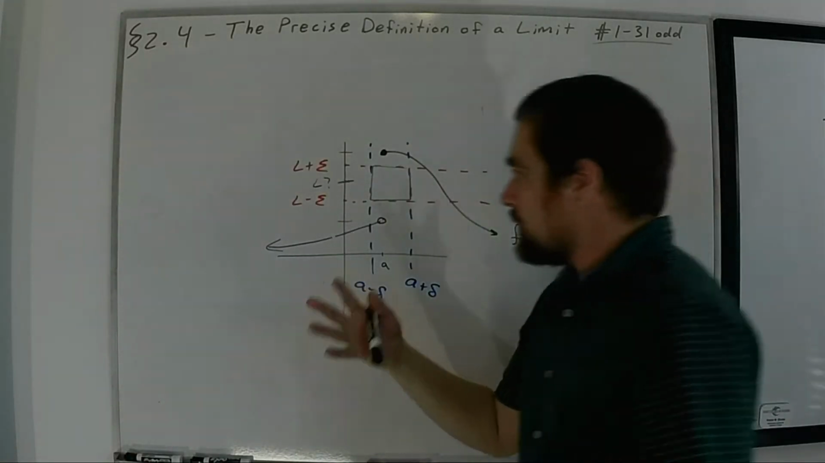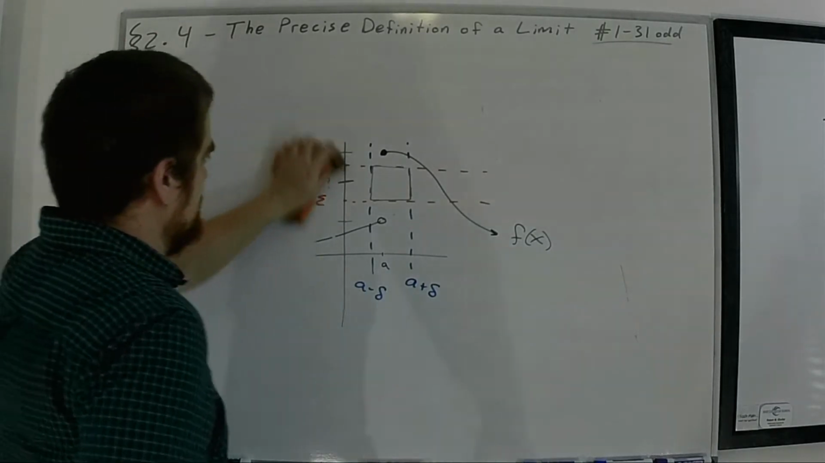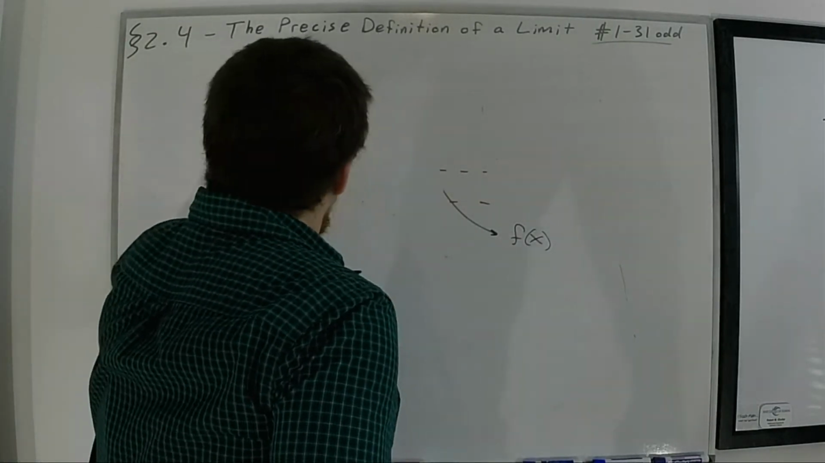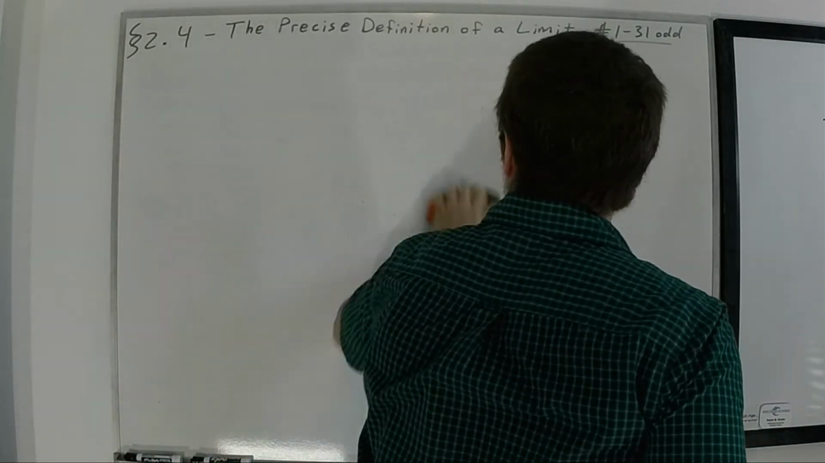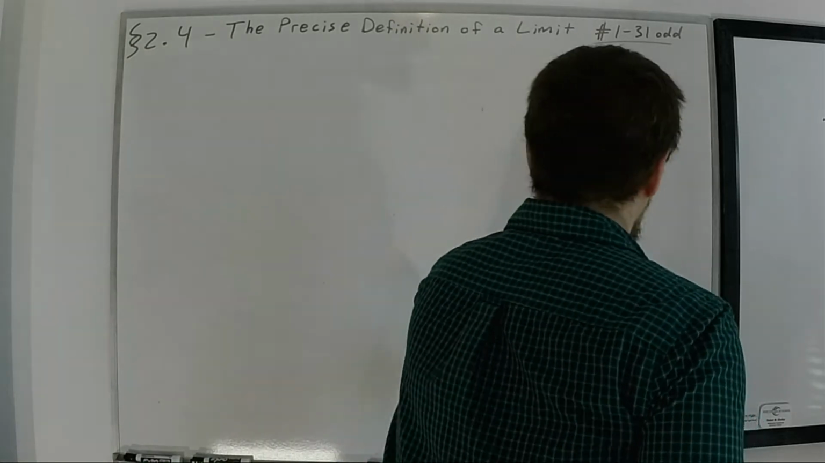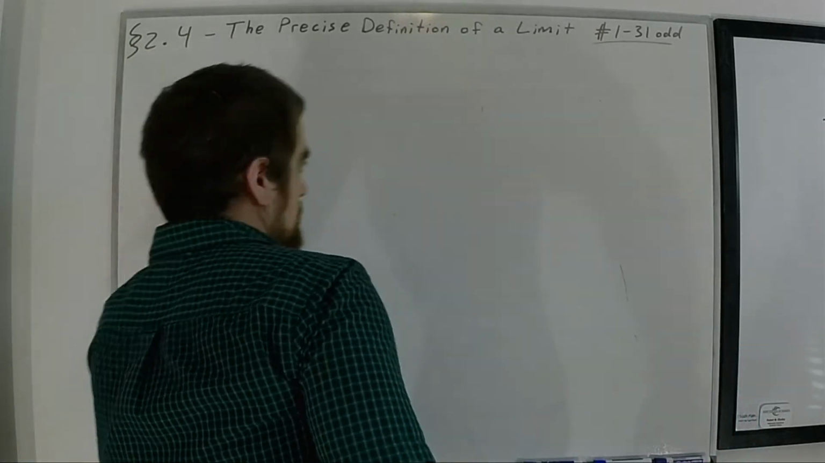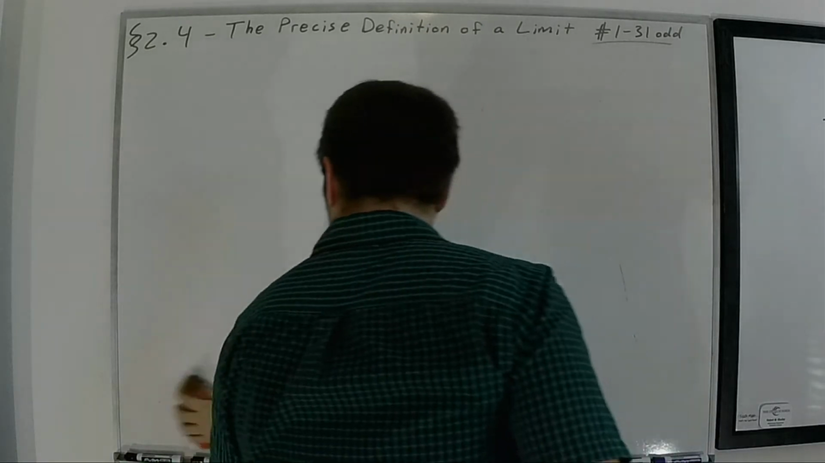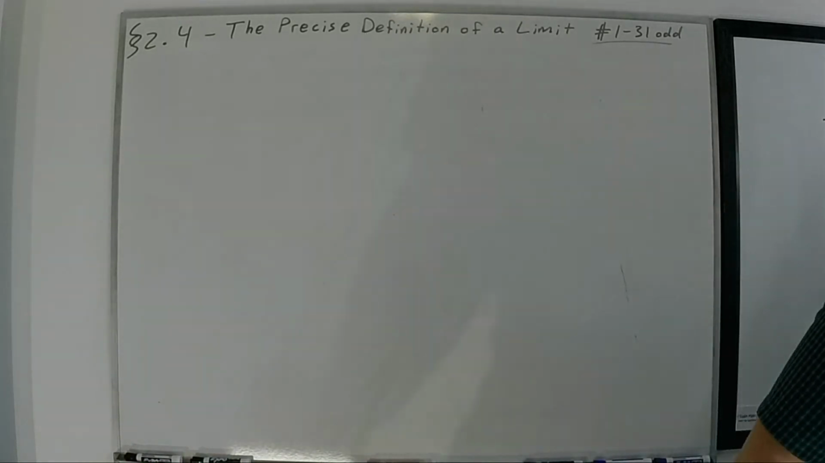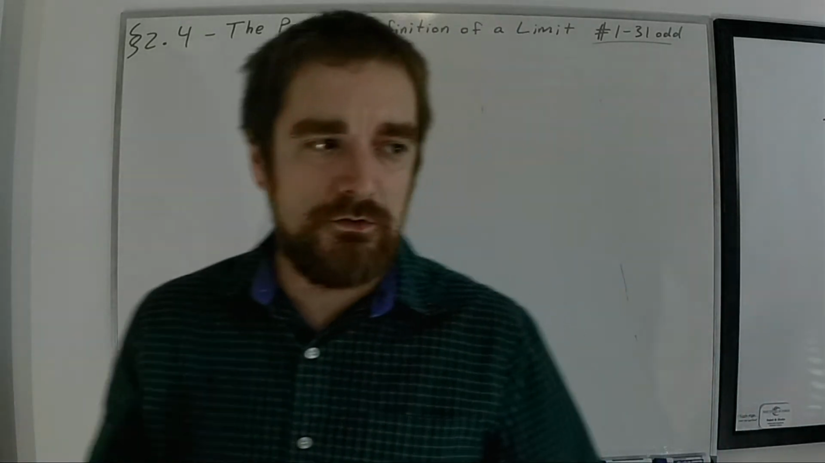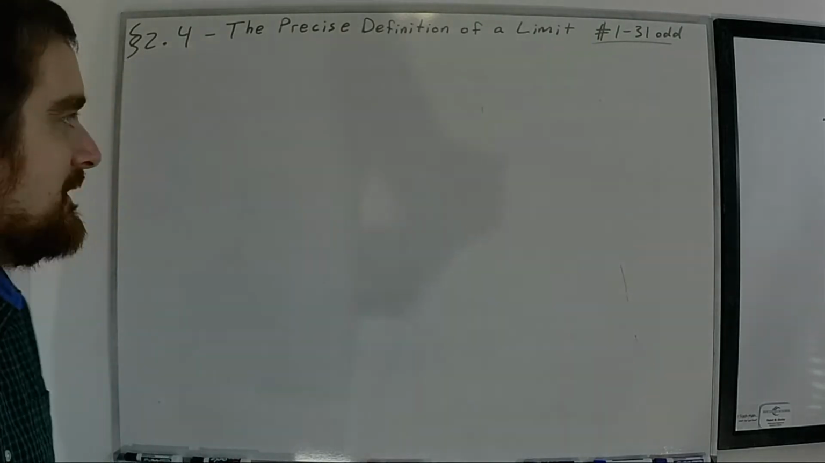So, throwing around this word epsilon and this word delta, they're just symbols that we use. And they're coming from the Greek alphabet, because we tend to have already used most of the letters from the English alphabet already.